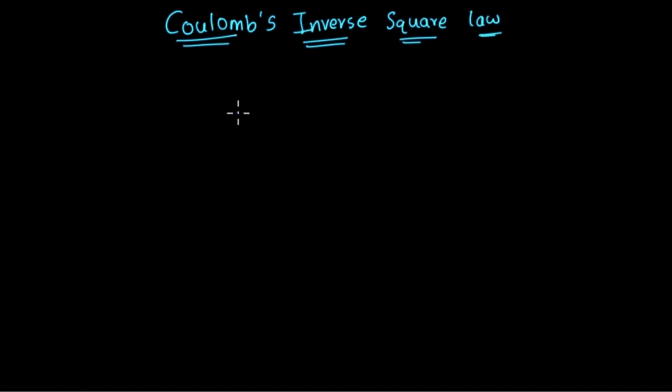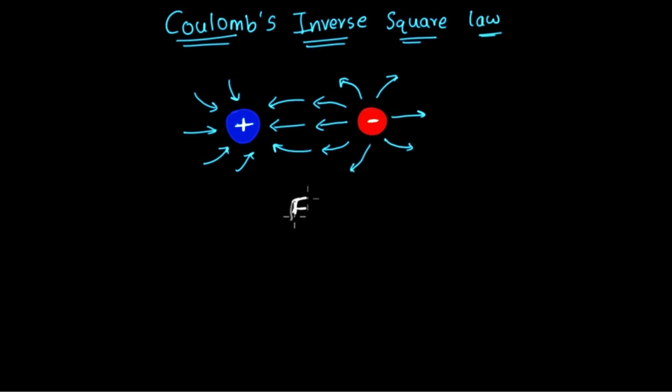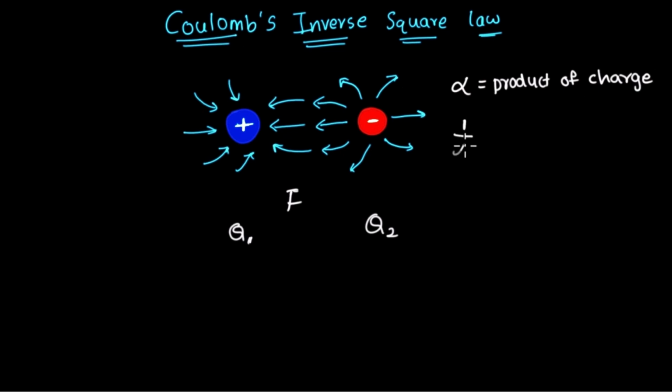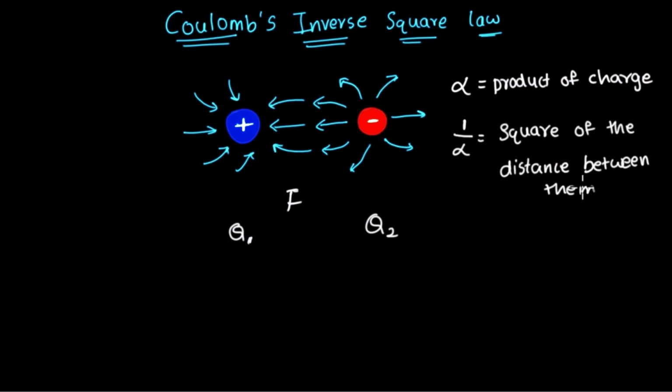Now, let's discuss Coulomb's inverse square law. Coulomb's law plays a very important role in electrostatics. It gives the force existing between two electric charges. It states that the force F between 2-point charges, Q1 and Q2, is directly proportional to the product of the charges and inversely proportional to the square of the distance between them.